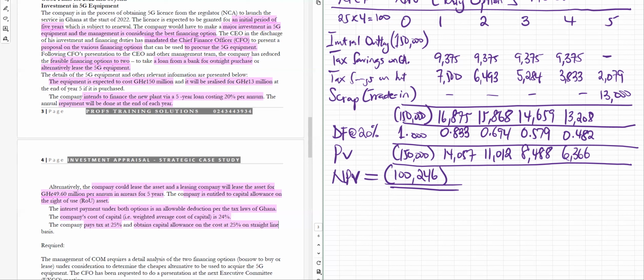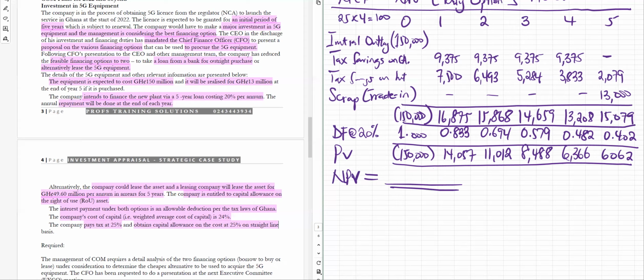So that means this figure should be 2,079 plus 13,000, that's 15,079. And the discount factor is 0.402. So we multiply 15,079 by 0.402. That gives us 6,062. Okay, so now I think this would have to change.